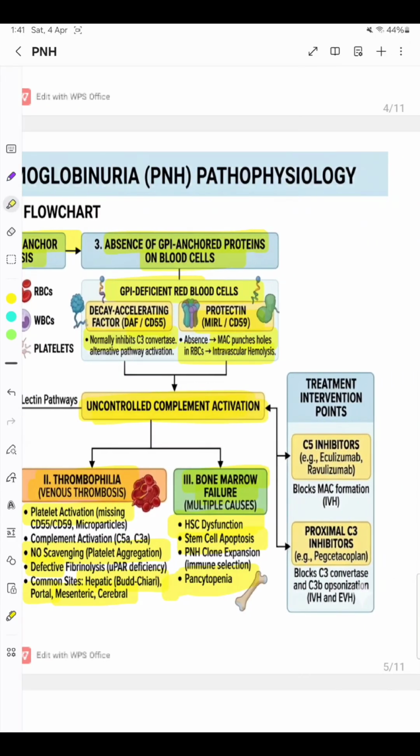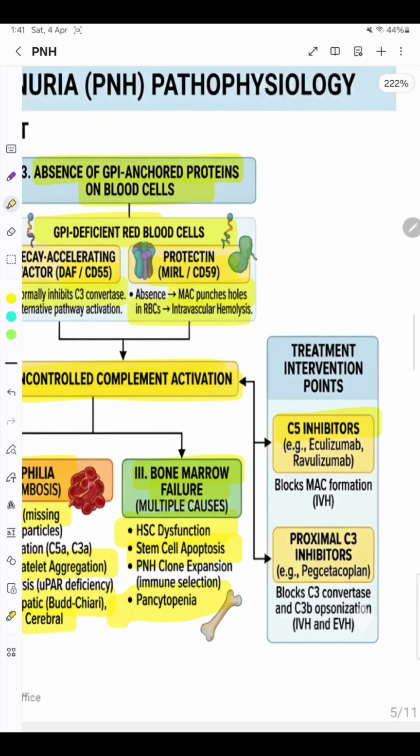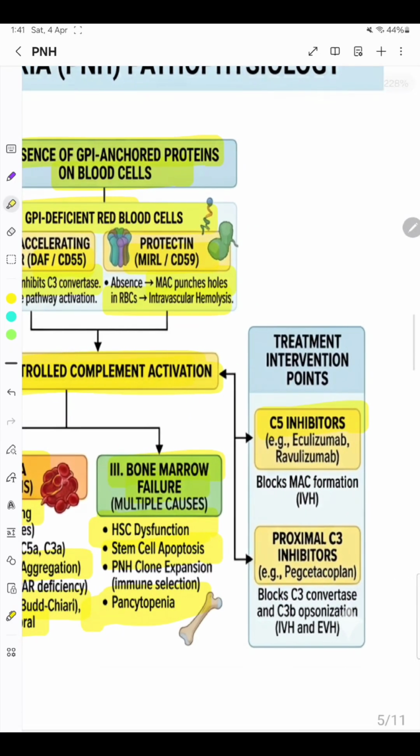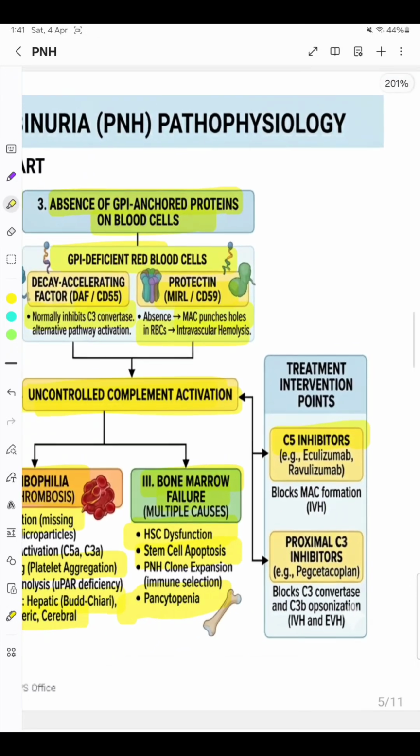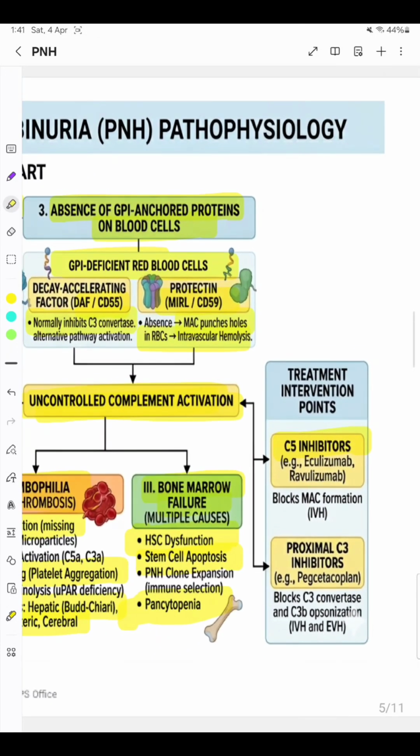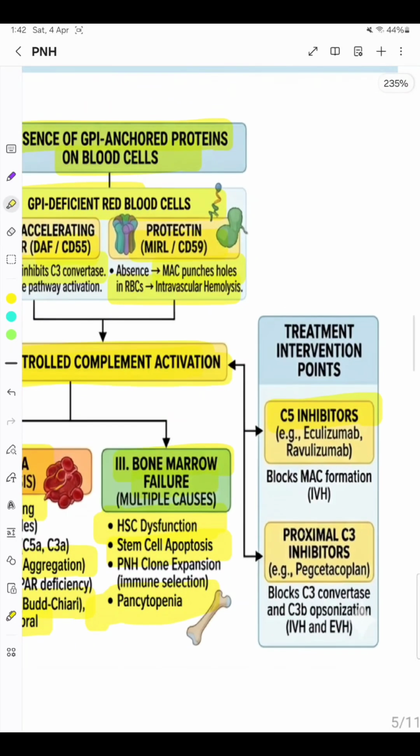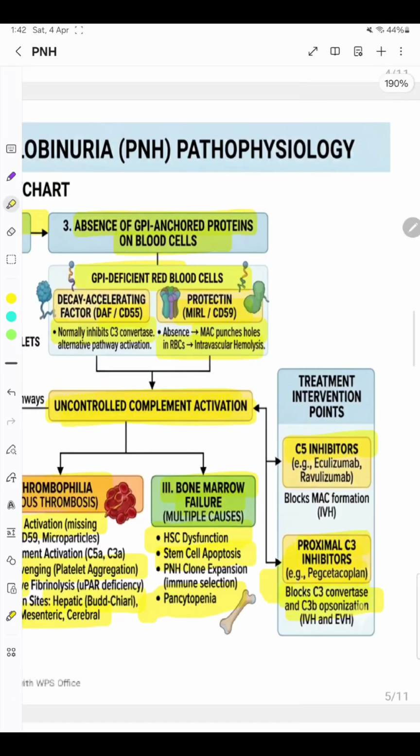Treatment options for PNH are C5 inhibitors like eculizumab and ravulizumab. They block the MAC formation and decrease the intravascular hemolysis. Another group is proximal C3 inhibitors, pegcetacoplan. This inhibits C3 convertase and C3b opsonization. So this will help in controlling both intravascular and extravascular hemolysis.